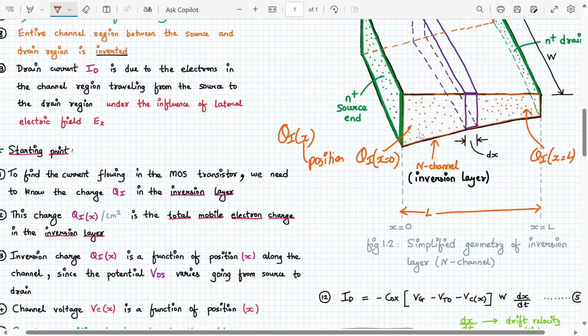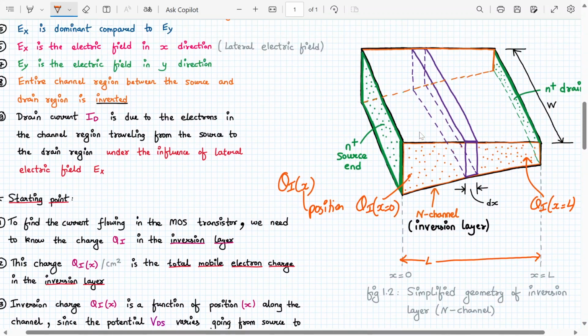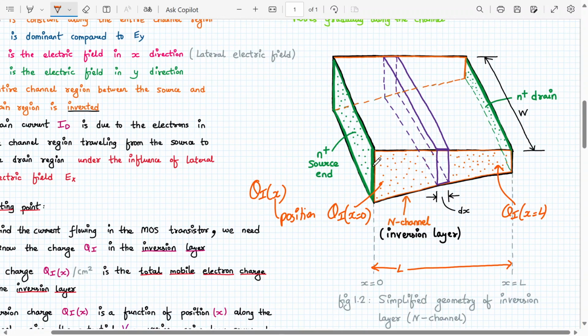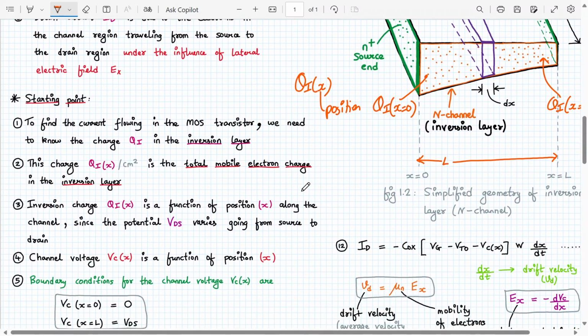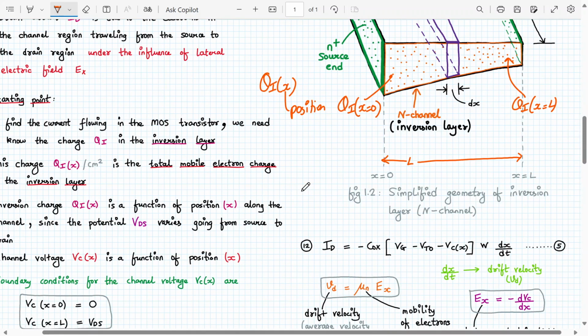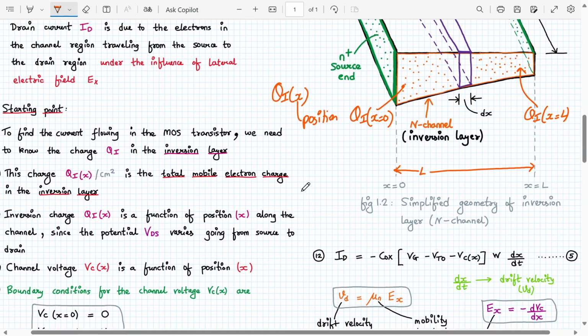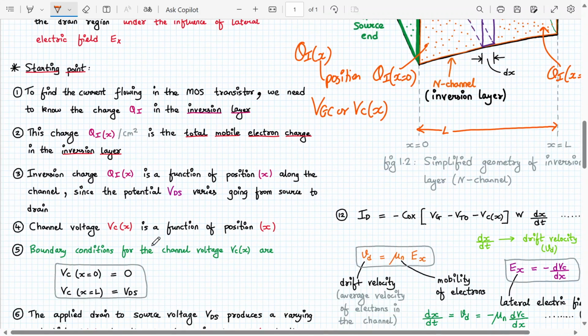Since VDS also varies going from source to drain, the voltage will also vary, right? VDS here is different, here it is different, right? So therefore my channel voltage is a function of position. We actually write gate to channel voltage, but it's okay, we can simply drop it and write Vc of x. So we can say channel voltage Vc of x is a function of x.